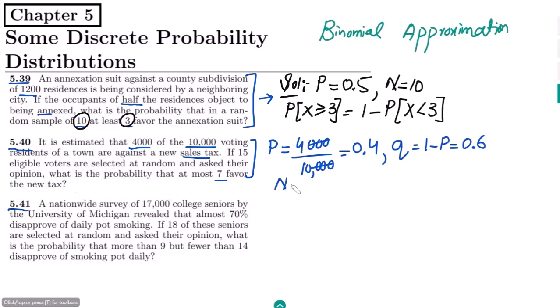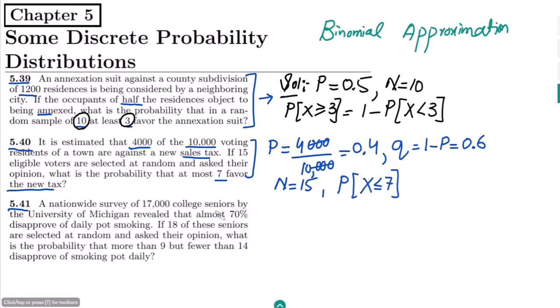So again here n is 15, and we have to find the probability that at most 7 favor the tax policy, meaning 7 are proponents of the tax policy. So at most 7 means I want to find the probability that if x is the number of people in favor of the new tax policy, we have to find this one. Okay, so this is what we want to find out.